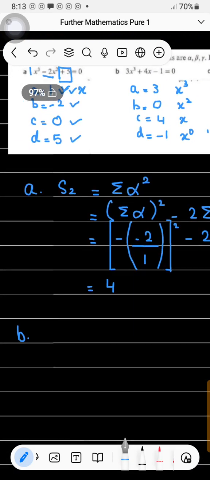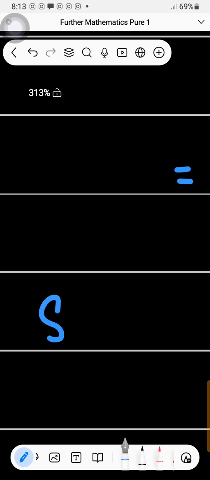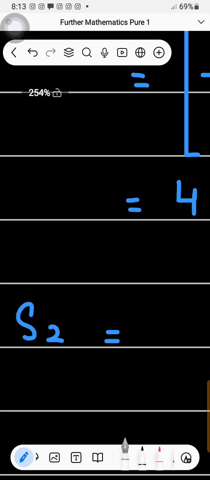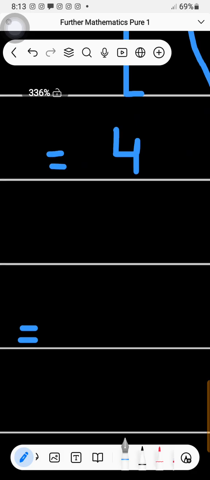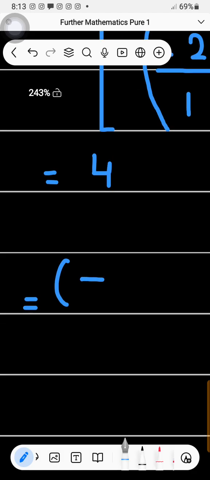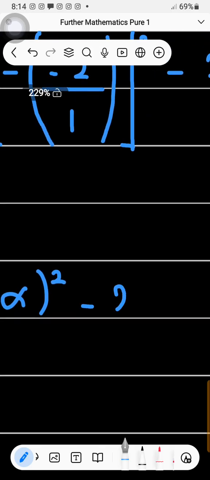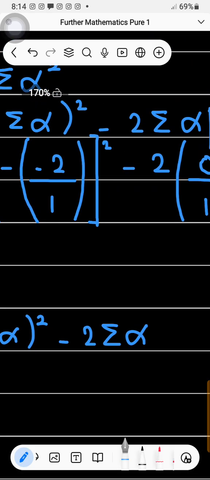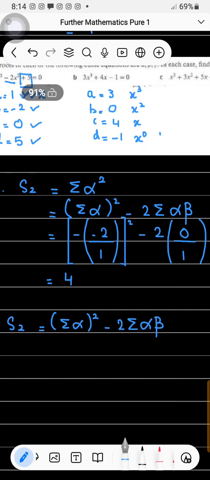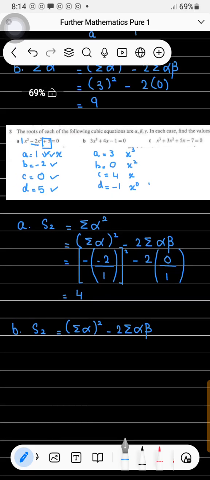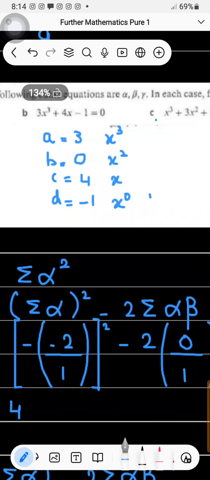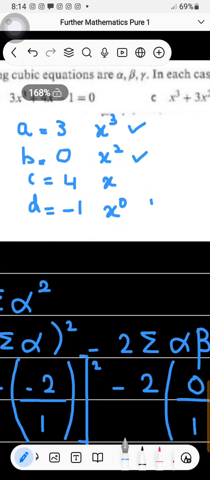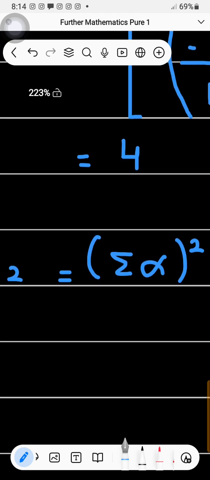Okay, so let's find out S2. For S2, we have to write bracket open sum of alpha whole square minus 2 sum of alpha beta. Okay, so sum of alpha. Sum of alpha means negative b upon a. This is 0 upon 3.